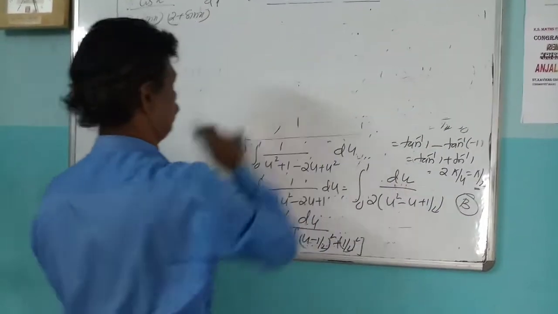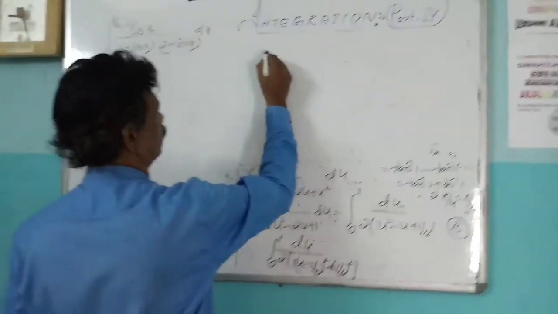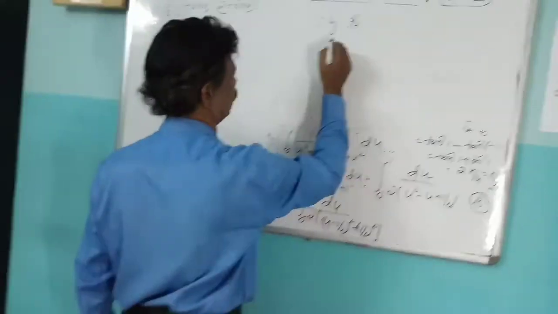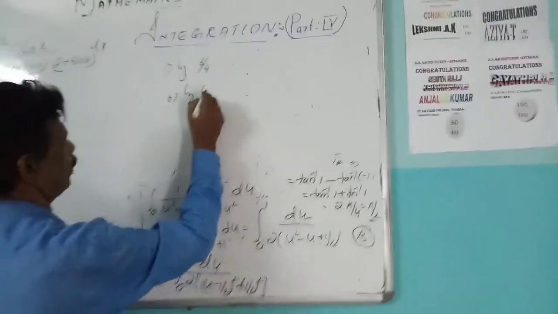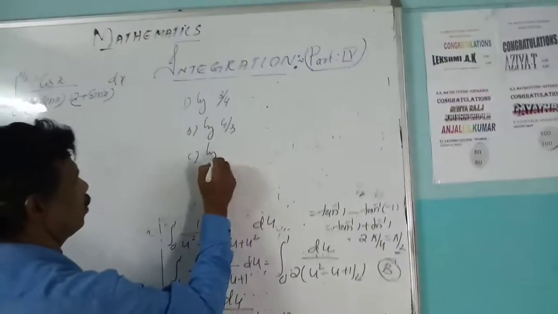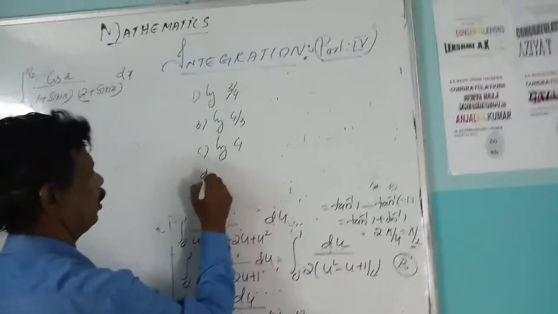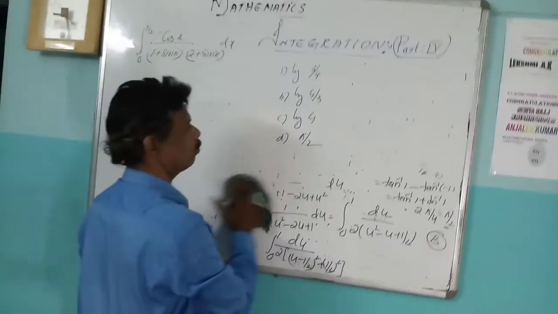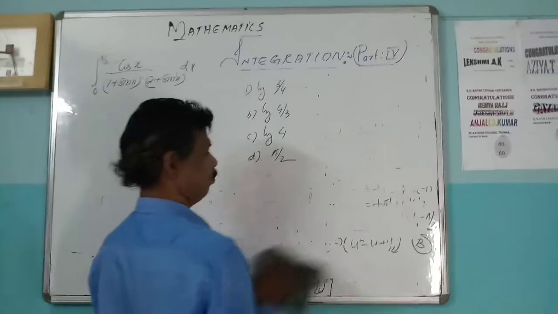Given choices: first choice, log of 3 by 4; second choice, log 4 by 3; third choice, log 4; and the last choice, pi by 2.